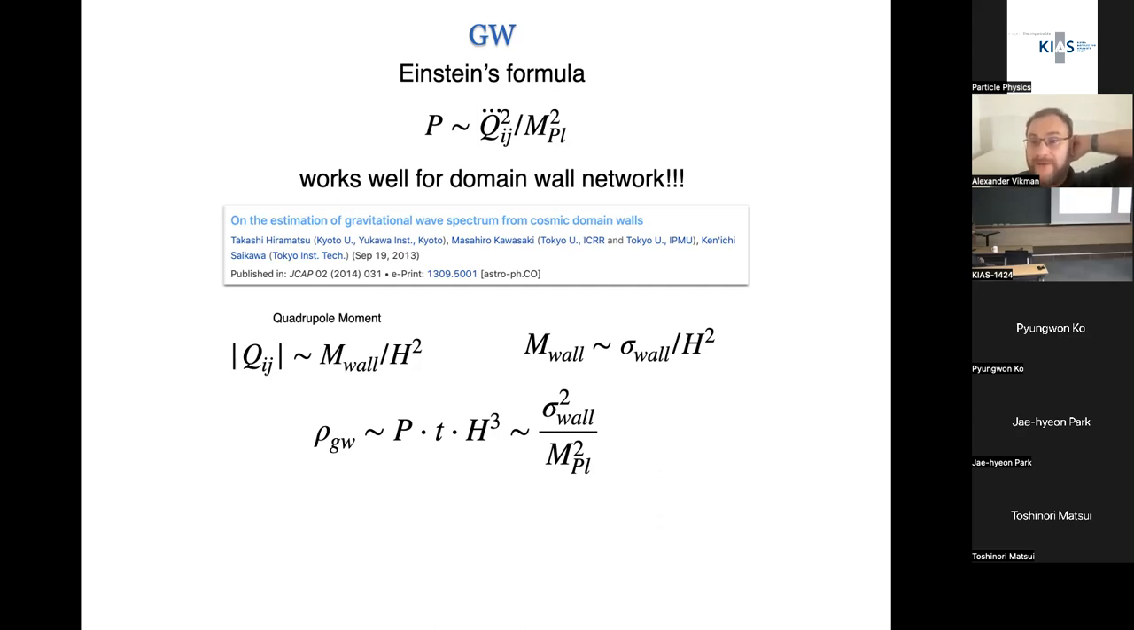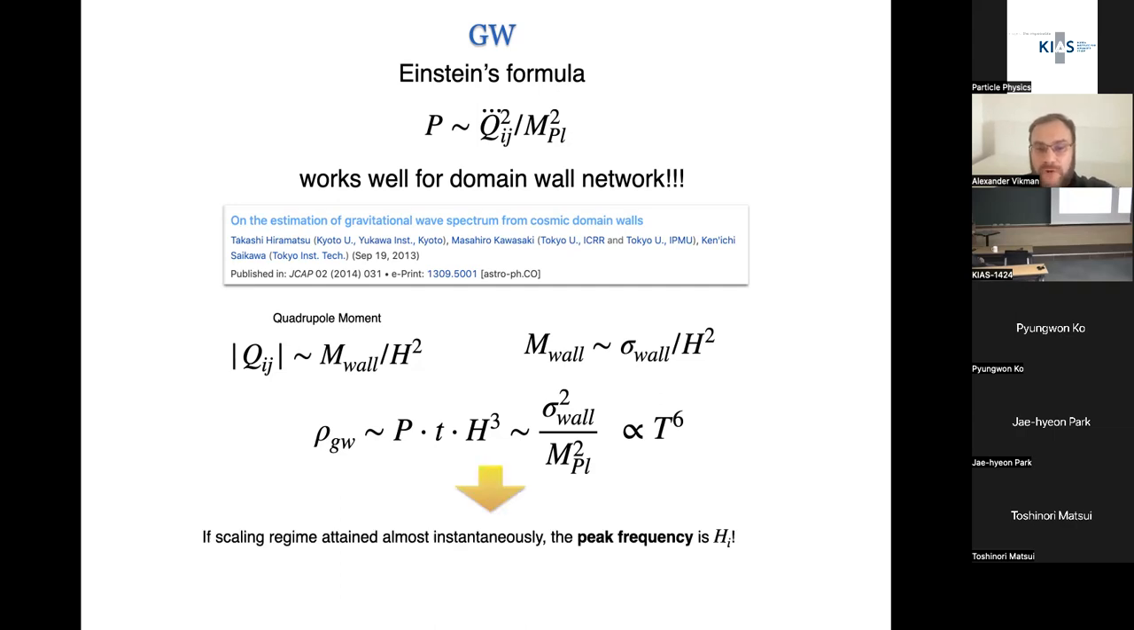But for ours, it actually drops down because sigma wall was proportional to eta cube. So therefore, this raw gravitational wave scales as t power 6. So it really redshifts very fast. Moreover, what is interesting, what these guys have seen, is that the scaling regime is indeed attained almost instantaneously. It's a very quick process.